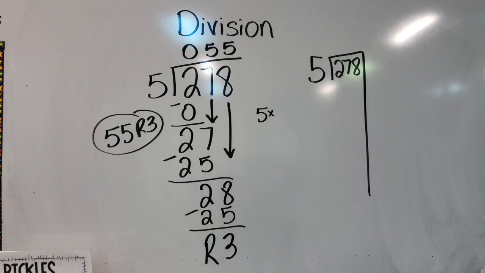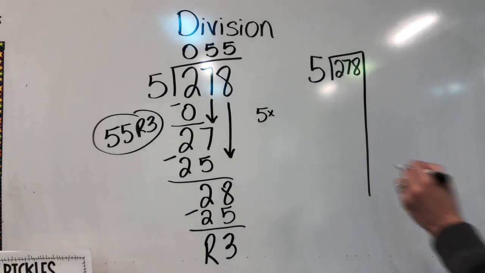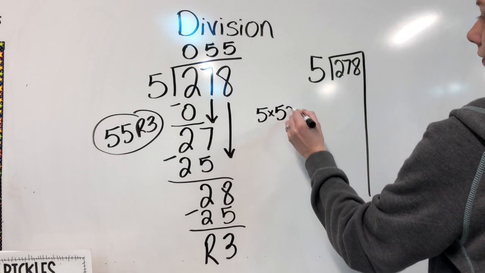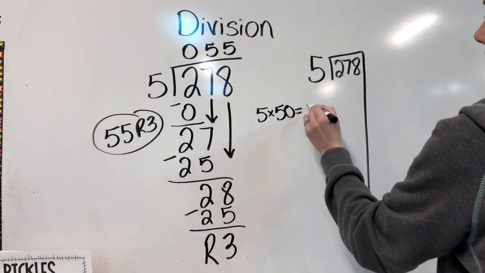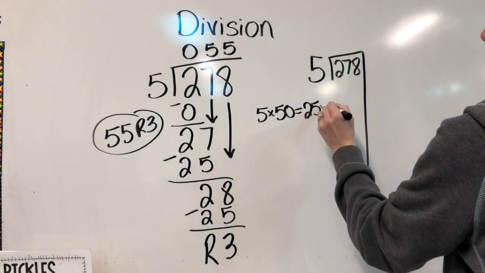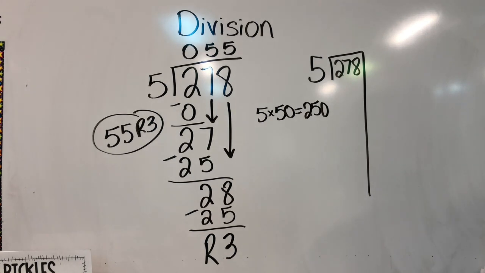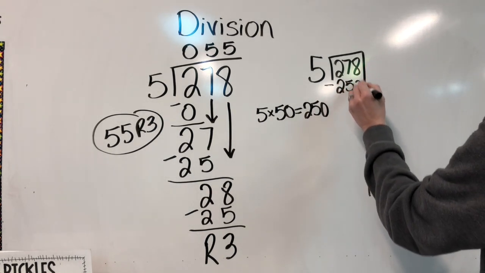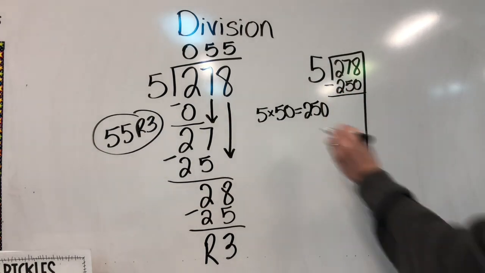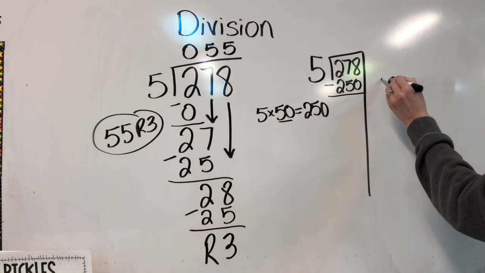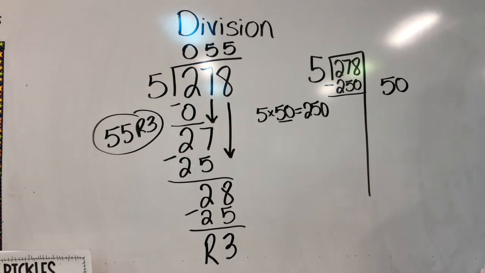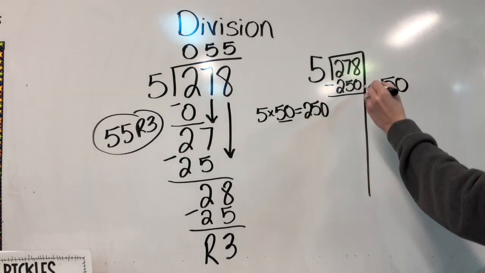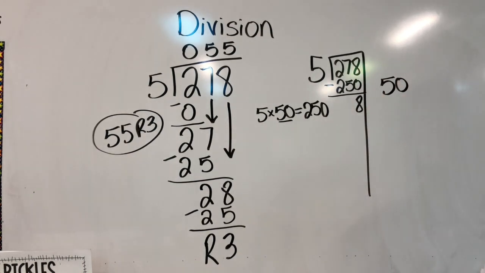So if we did 5 times 100, that would be too much. That would be 500. But if I did 5 times 50, I know 5 times 5 is 25, and add my 0 makes 250. So I can subtract my 250. And my other 50 is going to go off to the side. Now I subtract. 8 minus 0 is 8. 7 minus 5 is 2.